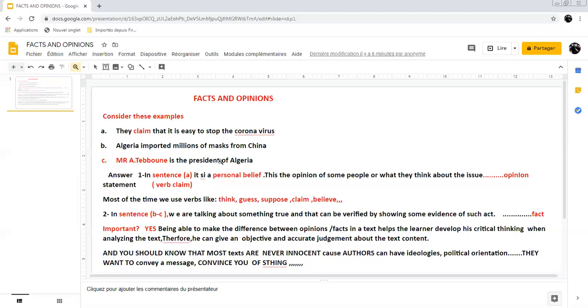So in sentences B and C, we are talking about fact statements here. So we are talking about fact since we are talking about something which is true.